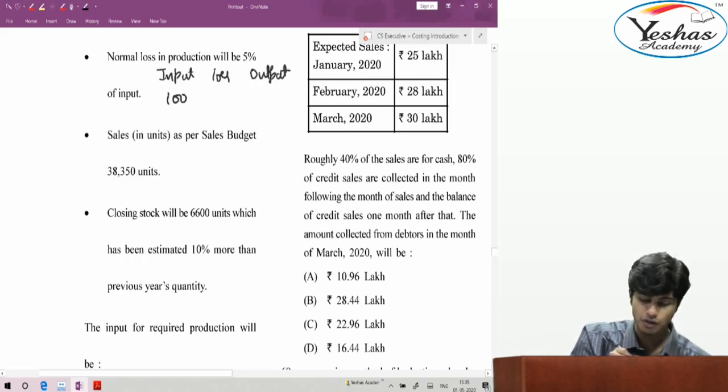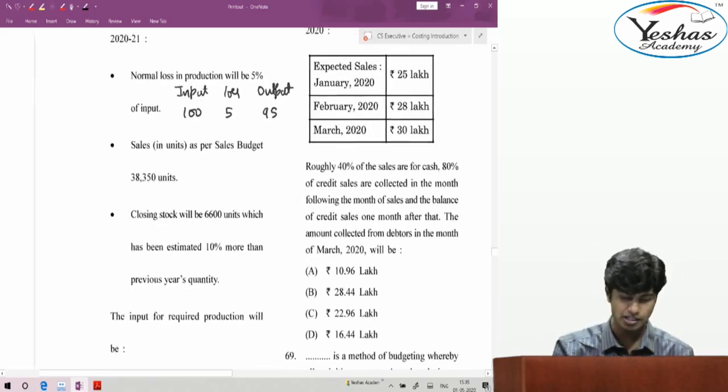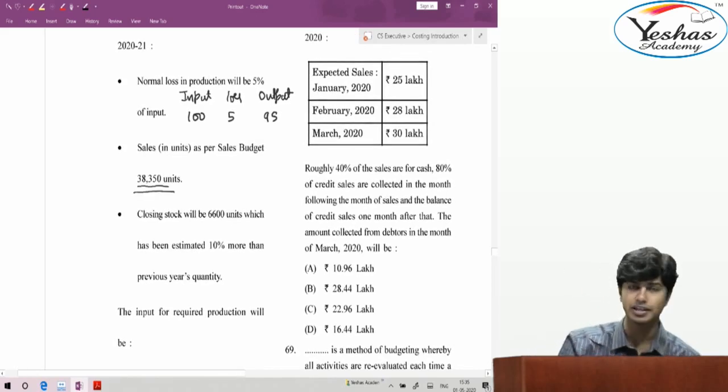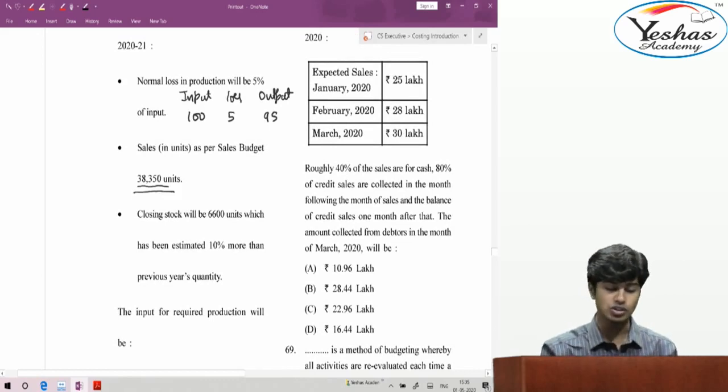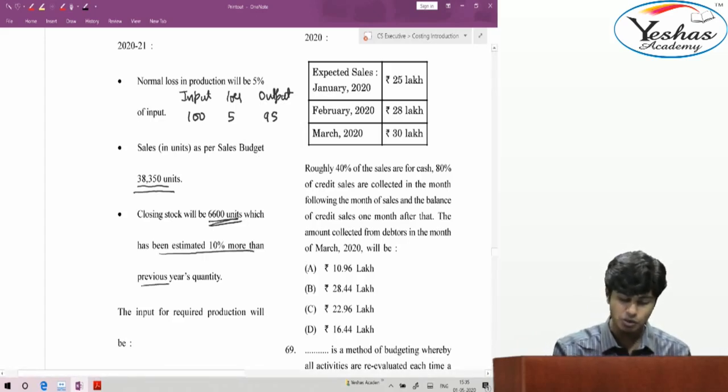If there is an input of 100, there is a loss of 5 and output of 95. Done. So that is what this point is basically telling us. Sales as per sales budget is 38,350 units, and closing stock will be 6,600 units. So totally they want 38,350 plus 6,600 minus the opening stock if any, which has been estimated to be 10% more than the previous quantity.